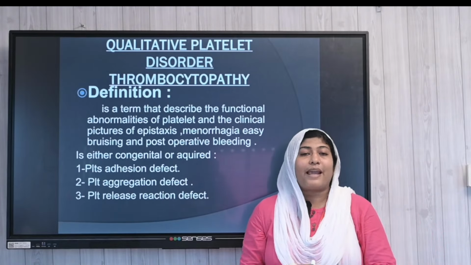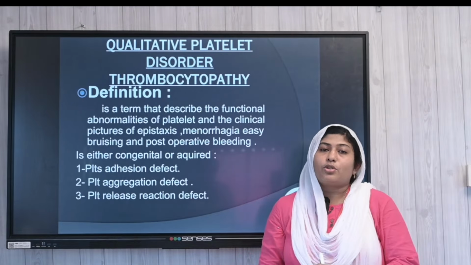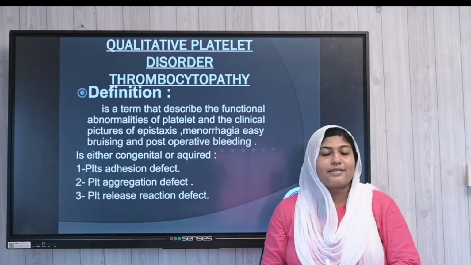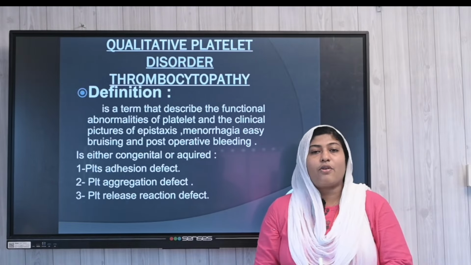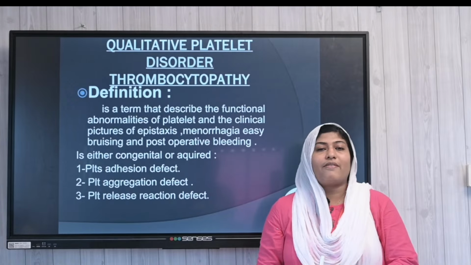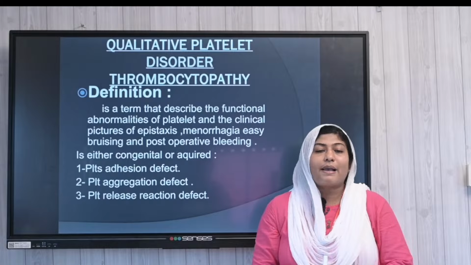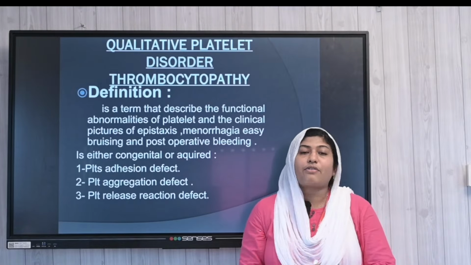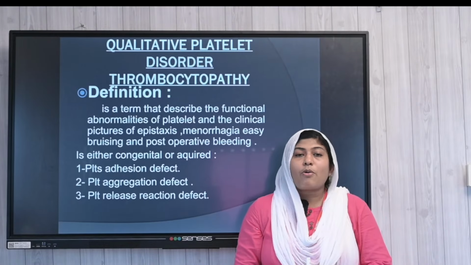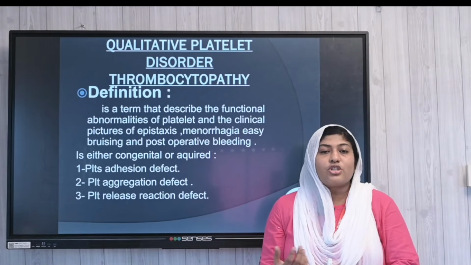So you all know platelets are the smallest cells in our blood. Platelets are usually 2 to 4 micrometers in size, and they have a lifespan of 5 to 10 days. Platelets are mainly produced from the megakaryocyte. We can say the precursor of platelet, that is megakaryocyte, is synthesized in the bone marrow. From the bone marrow, the megakaryocyte releases platelets into the peripheral blood.